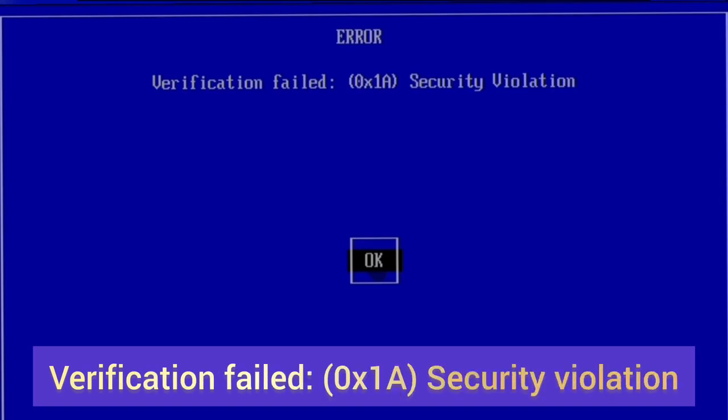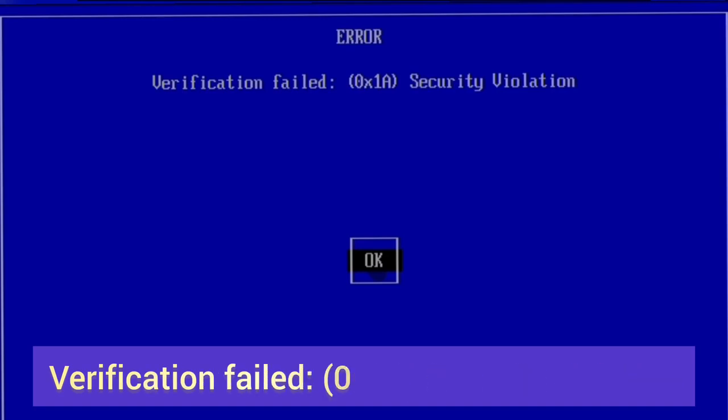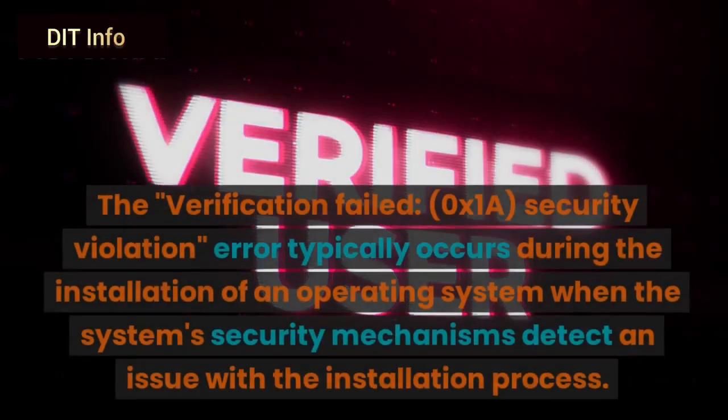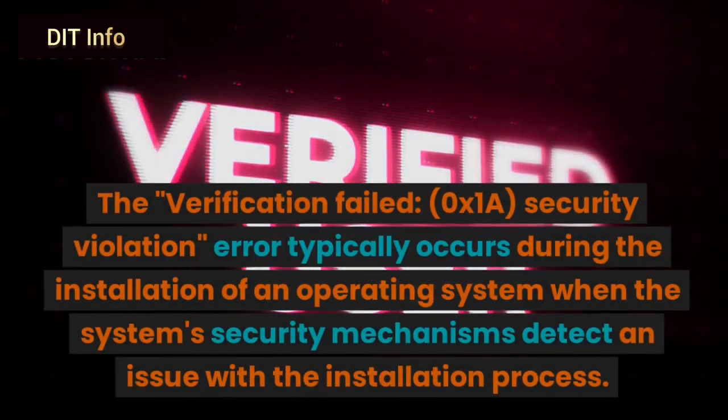Verification failed. Hexadecimal 1A. Security violation while installing OS. The verification failed. Hexadecimal 1A.